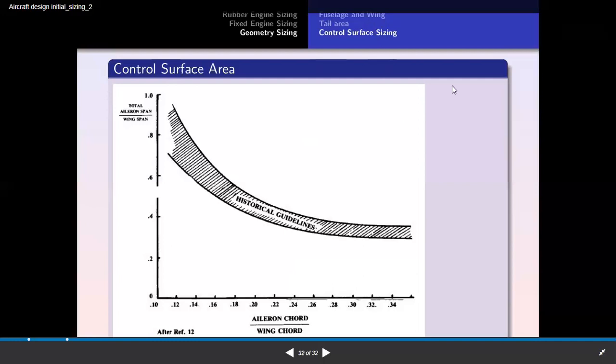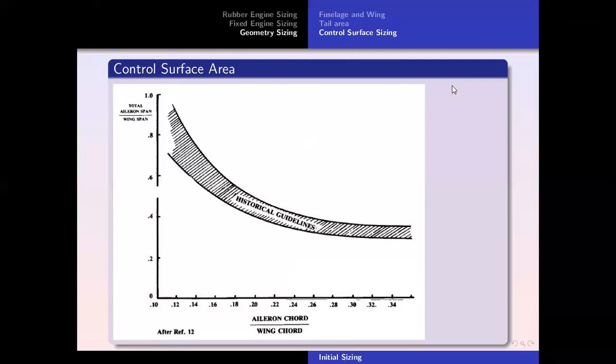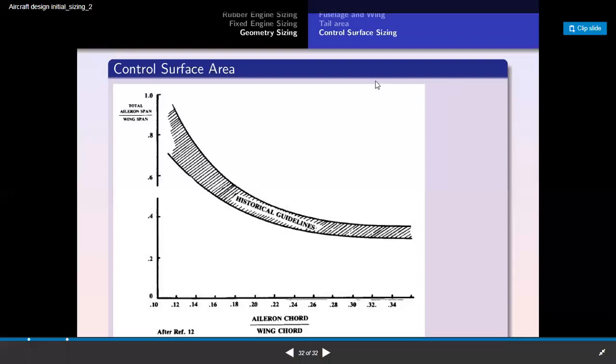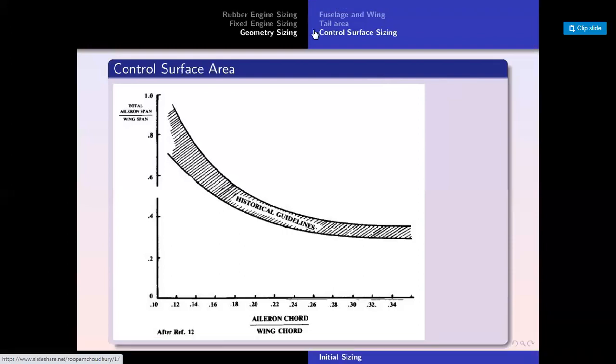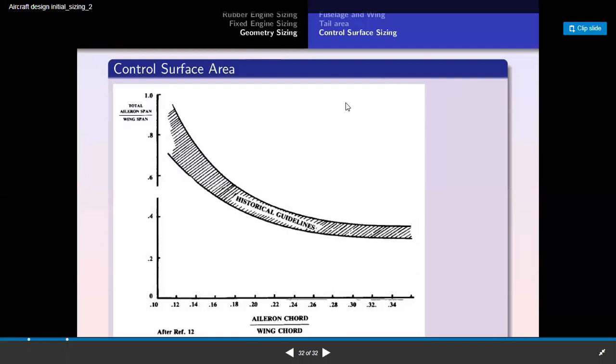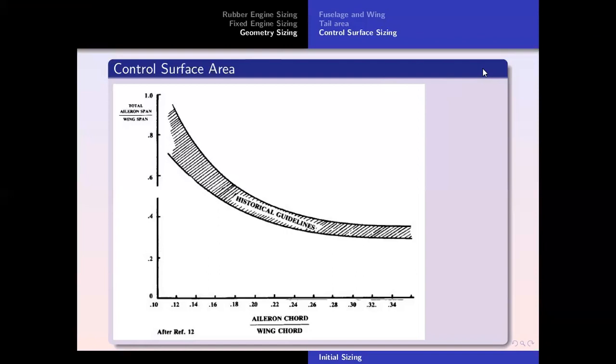So this is the complete concept of the initial sizing of the aircraft. We have to understand these parameters. The first is rubber engine sizing and fixed engine sizing, and geometry sizing, where we have the fuselage, wing, tail area, and control surface sizing. These all come under this. We also know the fineness ratio, how the engines are placed, where the position of the engine is, and how you need to take it up. These are all as a percent of the fuselage length. Clear?